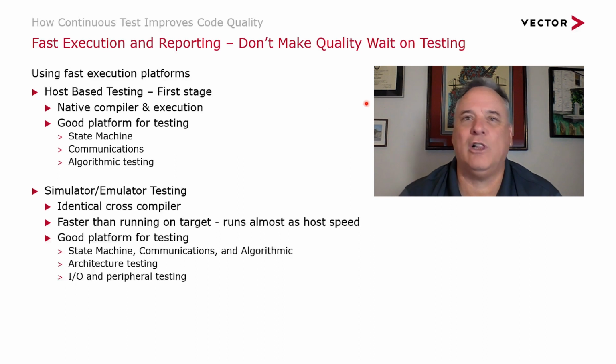The next step is to get a little closer to the hardware and maybe use an instruction set simulator or an emulator for testing. The benefit here is you're using the exact same compiler that you will be using to run on your actual hardware. It's much faster than running on hardware because it almost runs at host speeds. If you, say, have a small processor that runs at 25 megahertz, that's going to be really slow compared to the multiple gigahertz machines we have sitting on our desk. And these simulators and emulators are good for state machine, communication, and algorithmic testing, but since they're closer to the hardware, you can actually get some architectural testing, and if it's a really good ISS or emulator, you may be able to get some I/O or peripheral testing as well.